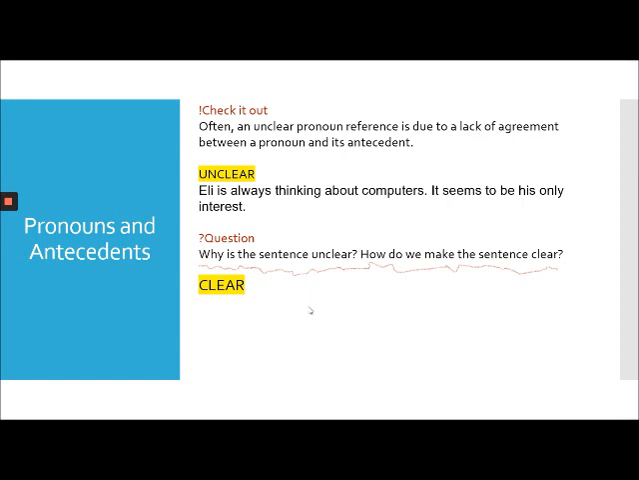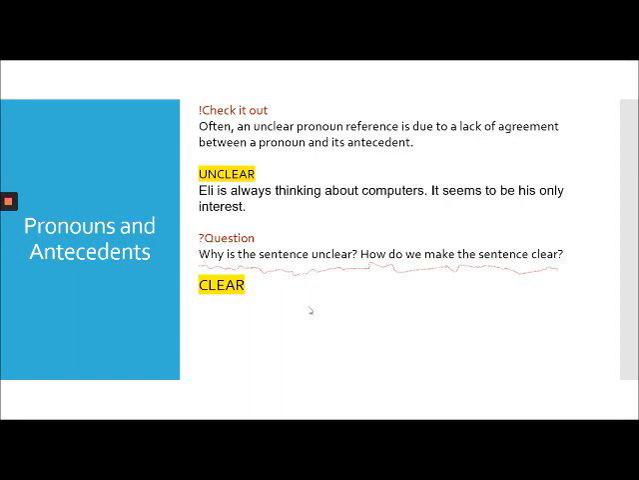Often, an unclear pronoun reference is due to a lack of agreement between a pronoun and its antecedent. I have set here unclear and clear statements. Let us take a look at the unclear statement. Eli is always thinking about computers. It seems to be his only interest.